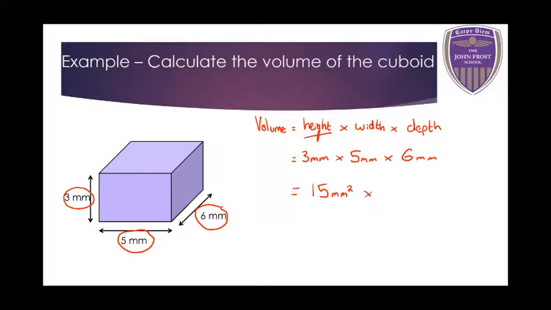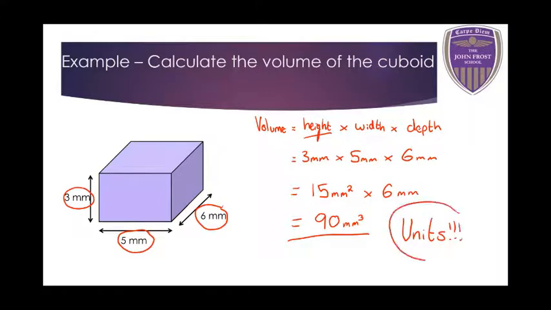Now we still need to multiply this by 6. So 15 times 6. Well, might take you a little bit of thinking, but 15 times 6 is 90. And then remember the units, because this is our final volume, it's going to be millimeters cubed. So this is our final answer for the volume of this shape, 90 millimeters cubed. So always, always, always check the question to see what units you're using.